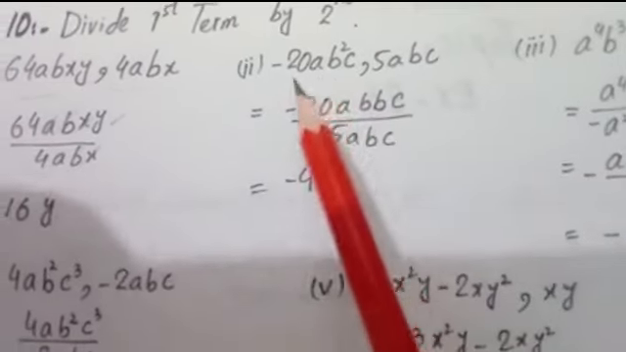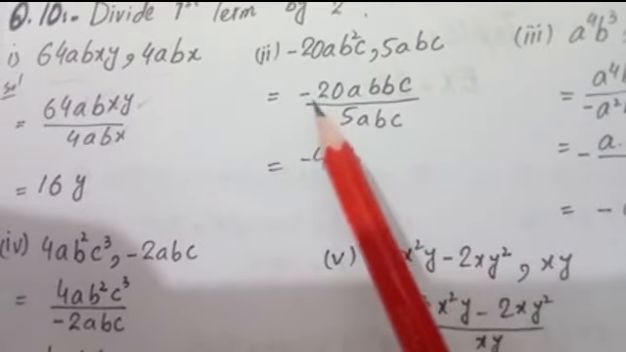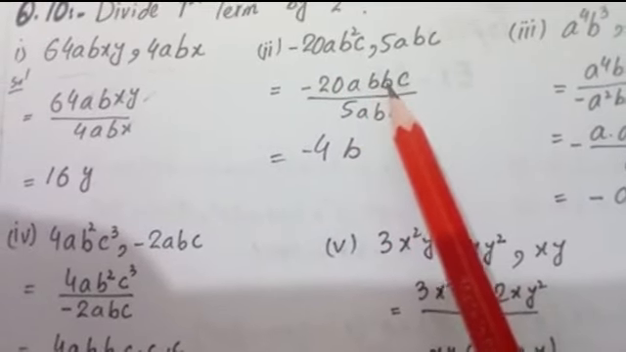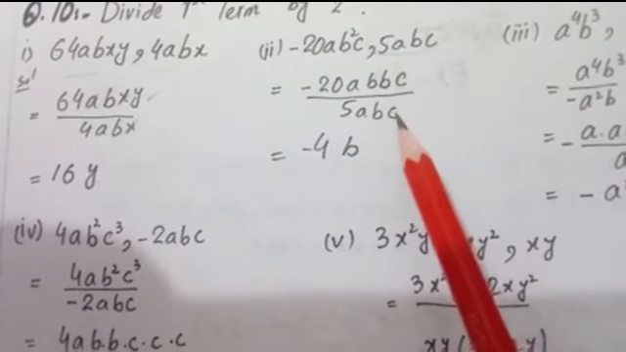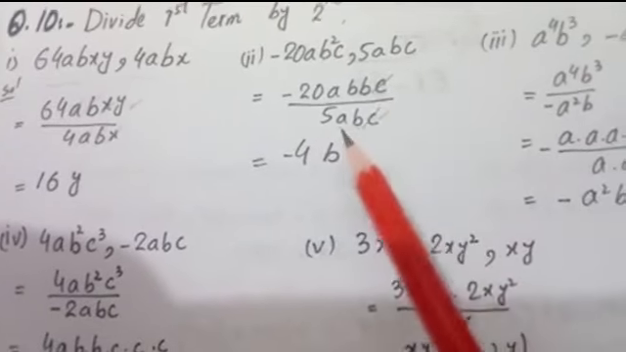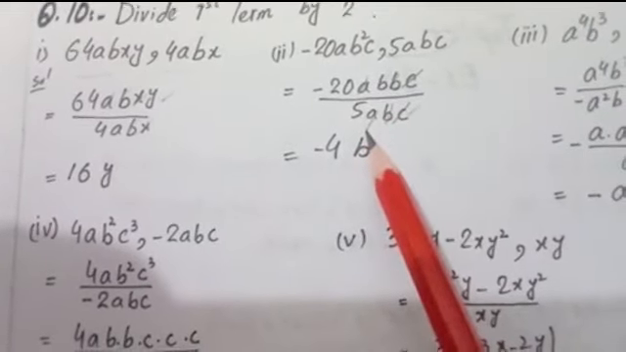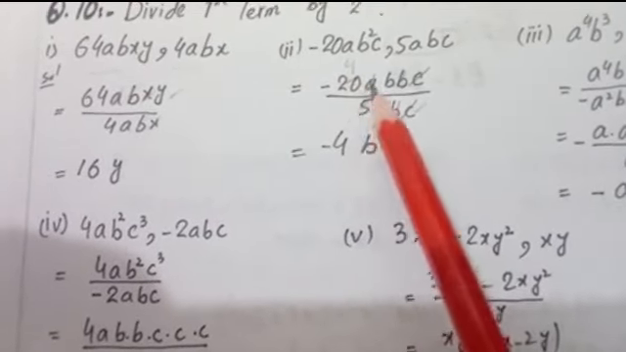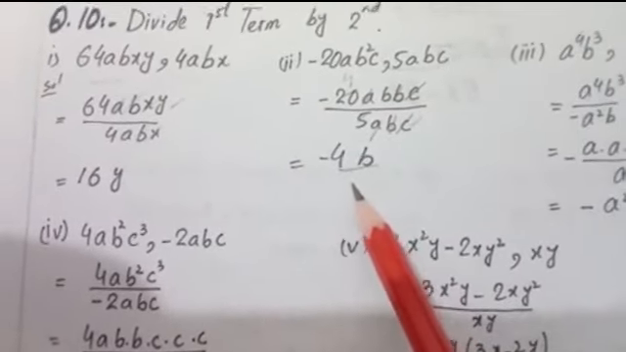In the second part, minus 20ab square c divided by 5abc. Write this in fraction form. Minus 20a, b square is b into b, and this c will be as it is, and you have to divide by this, so we will write it in the denominator, 5abc. Now we cancel similar terms. c will be cancelled by this c, b will be cancelled by this b, and a will be cancelled by this a, and 5 4s are 20. So we are left with this 4 and just this b with the minus sign. So this is the answer, minus 4b.